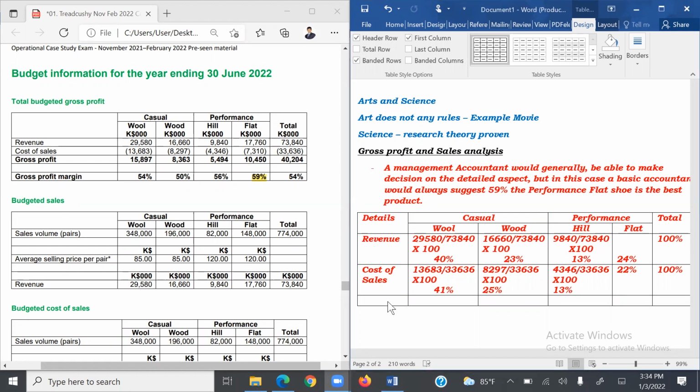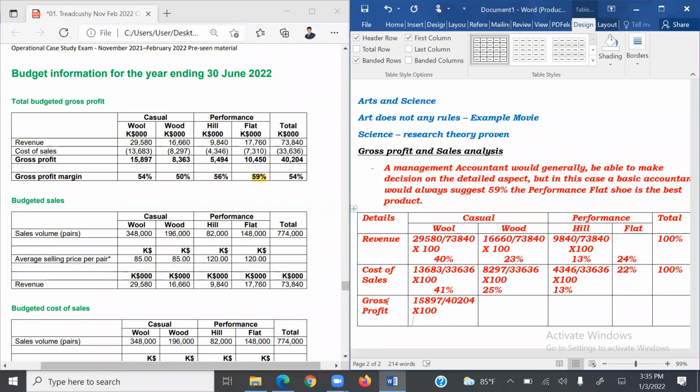Very good. So children, let's go for the next one. That is the gross profit. Next one is going to be what, students? The gross profit: 15,897 divided by 40,204 into 100. I can give you the answer, but it will be great if you can give the contribution point of view. What is the percentage of contribution from wool? 39.549. Excellent.